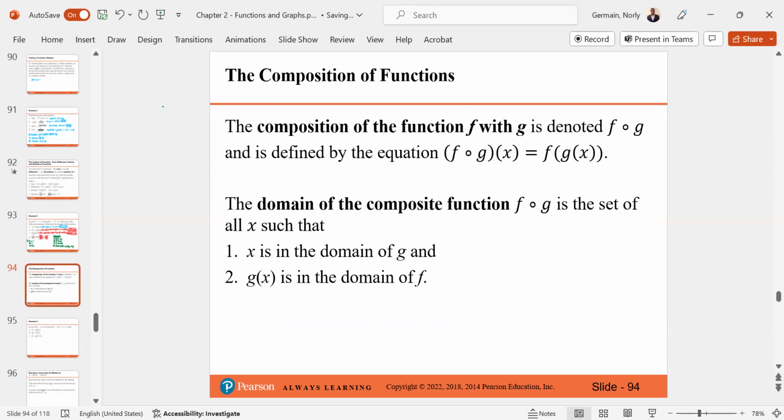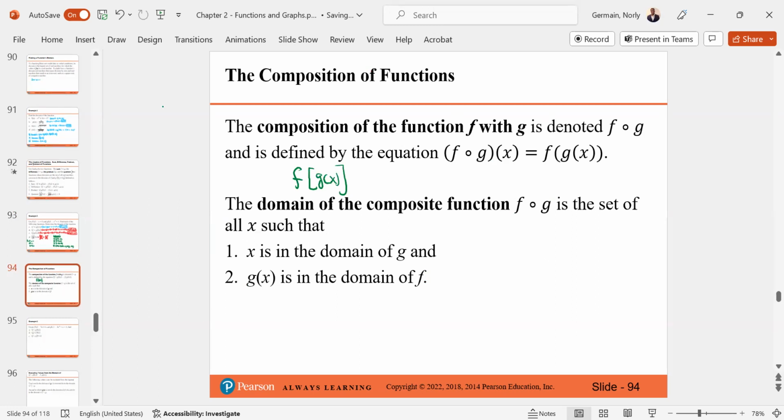The composition of f with g is denoted f∘g. It's not a zero, it's f∘g. It's defined by (f∘g)(x) = f(g(x)). That means if you have a function f, everywhere you see x in f, you must replace it by g of x. It's like when you say f of 2: everywhere you see x, you replace it by 2.